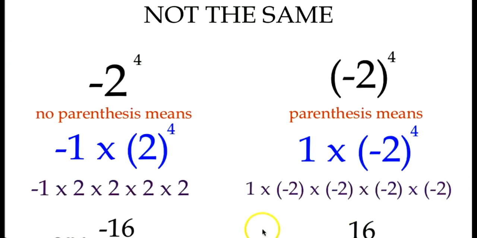So notice what the parentheses do. The one on the left, negative 2 to the 4th without parentheses, is actually negative 16. It's a negative answer. On the right-hand side, when there are parentheses, our answer is positive because a negative times a negative is a positive, and a negative times a negative is a positive.